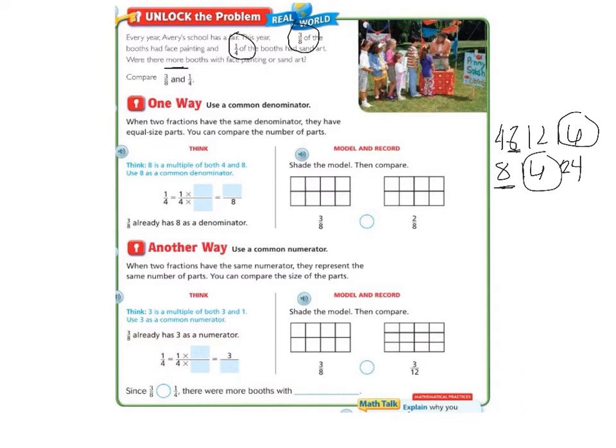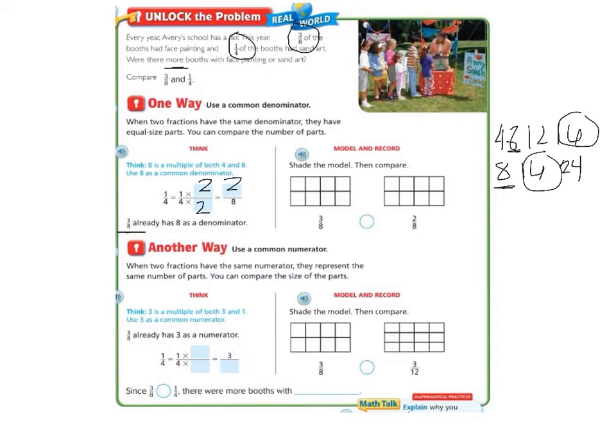So in order to make a fourth into an eighth, we need to multiply by 2. And whatever we do to the bottom, we have to do to the top. So 1 times 2 is 2. So I get the fraction 2/8. And then since 3/8 already has 8 as a denominator, we don't have to change it.